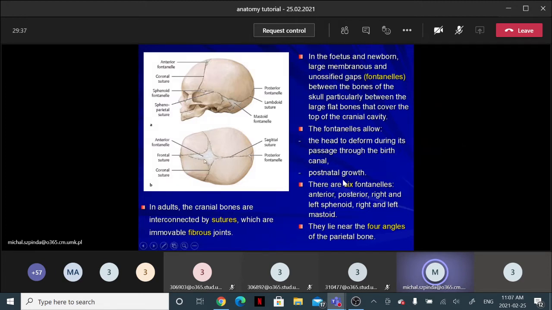That's rhomboidal. And posteriorly is the posterior fontanelle, posterior or occipital, anterior or frontal. On the lateral aspect, we can see a rather big mastoid fontanelle that's irregular, and a very small sphenoid fontanelle.